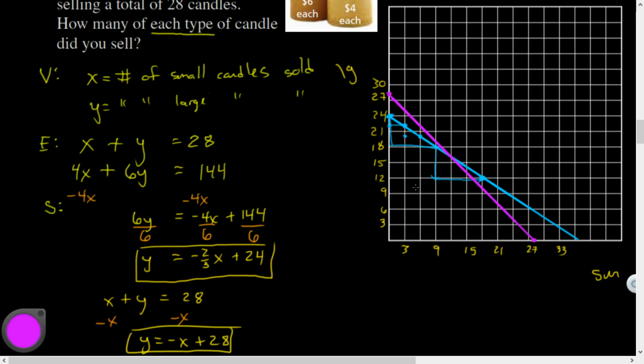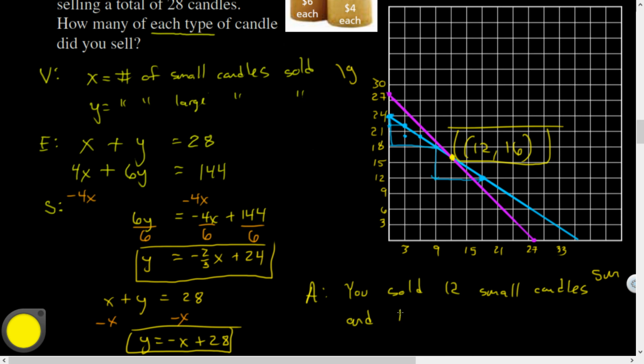So all of that work. Whew, yeah, we've been doing this problem for like a long time. All right, what is the intersection of these two? That looks like it's occurring at 12 and maybe 16, I'm guessing. All right, 12, 16, I think, is the answer. So that means my answer is you sold 12 small candles, remember, because that's what the x represented, and 16 large candles.